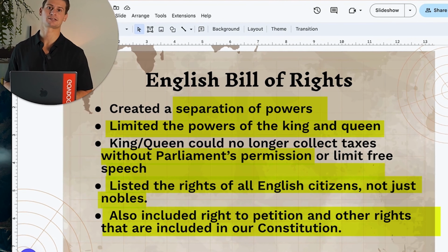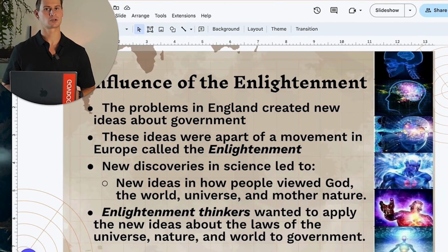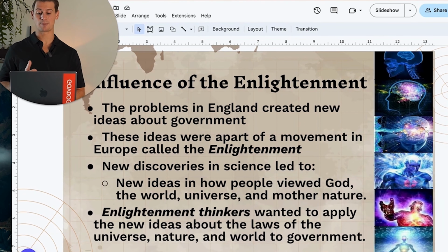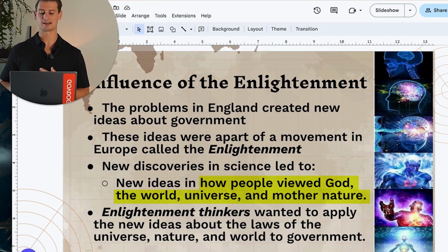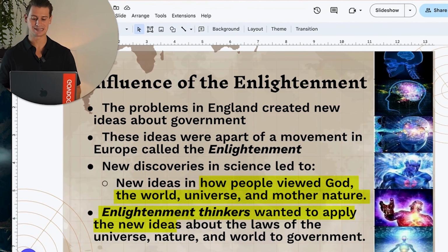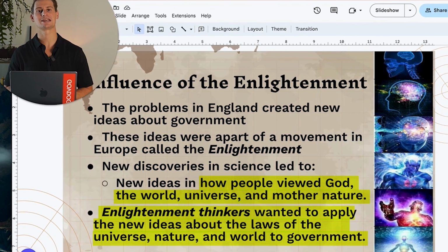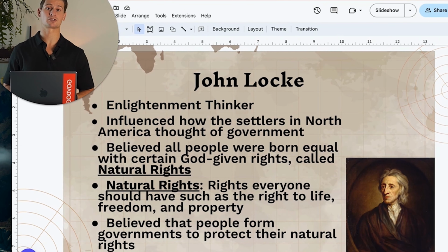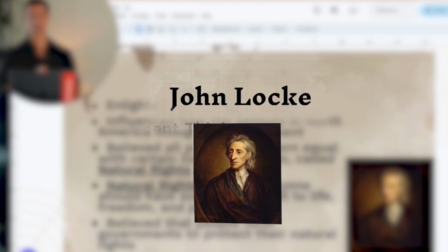We also have the idea of the Enlightenment. So thinkers like Hobbes, like John Locke, okay? These people had a different way of viewing government and how government should interact with people and how people should interact with their government. Specifically, how people viewed God, the world, and the universe, and the Enlightenment thinkers wanted to apply new ideas about the laws of the universe and nature into government to make government more efficient and less oppressive. One of those important Enlightenment thinkers was John Locke, and he developed the idea of natural rights.